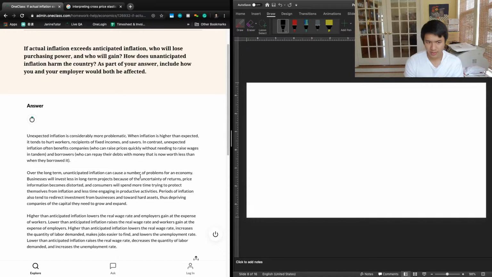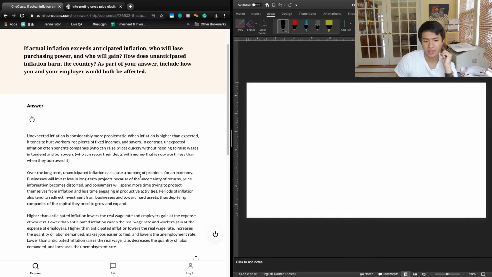Over the long term, unanticipated inflation can cause a number of problems for an economy. Businesses will invest less in long-term projects because of the uncertainty of returns. Price information becomes distorted, and consumers will spend more time trying to protect themselves from inflation and less time engaging in productive activities. Periods of inflation also tend to redirect investment from businesses towards hard assets, thus depriving companies of the capital that they need to grow and expand.